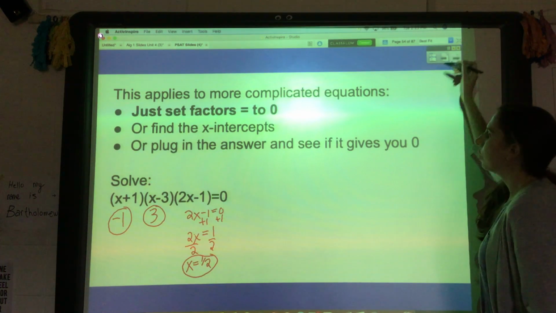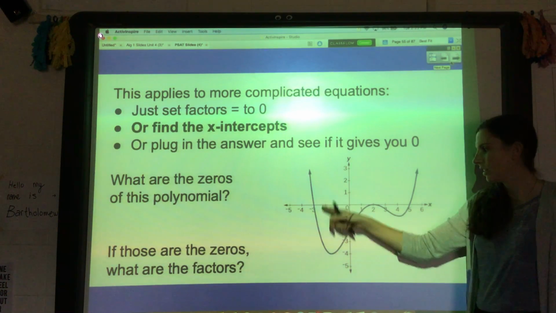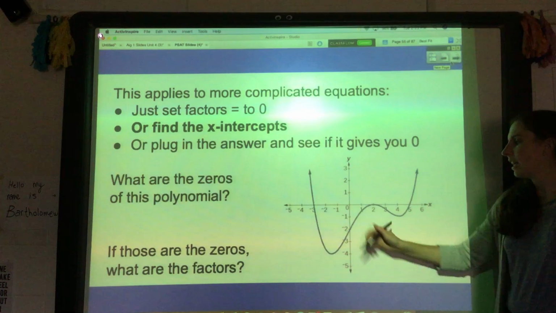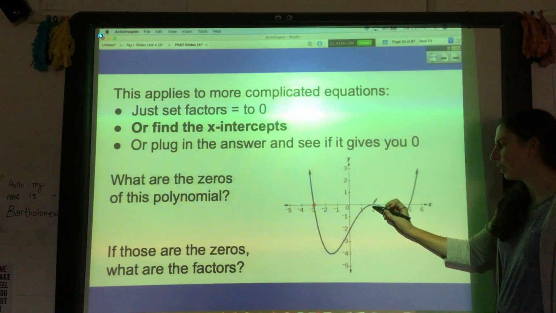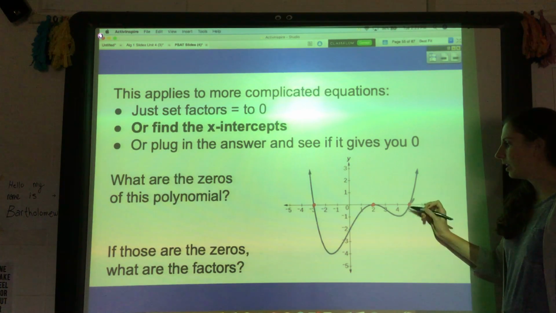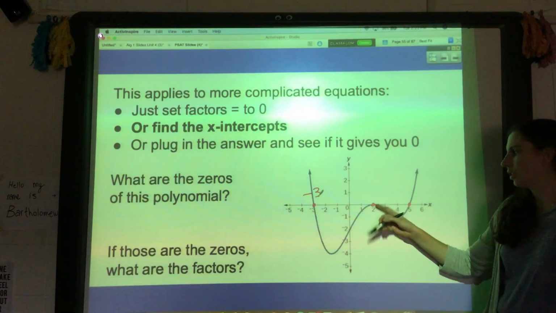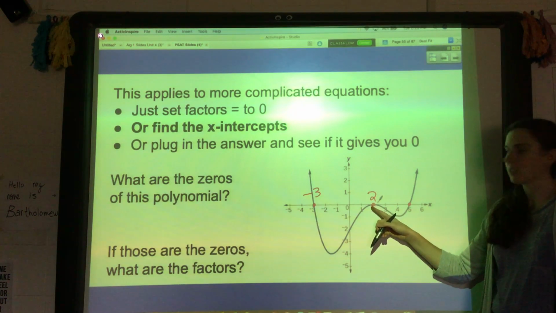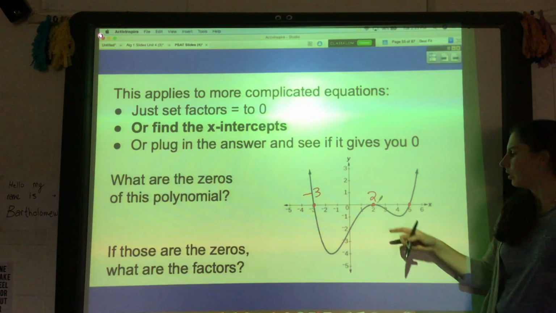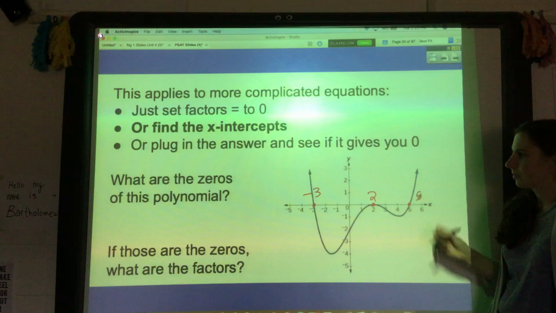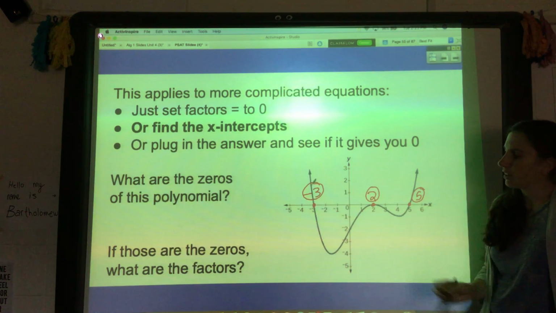You could also always just find the x-intercepts. So even if you have a super crazy function that looks like this, the x-intercepts are always the solutions, or roots we call them, zeros. This one has one at negative 3. It has one at 2. This one probably repeats. When it hits but then goes back down, it usually repeats. So it's probably 2 at 2, and then 1 at 5. So those are the zeros, 5, 2, and negative 3.